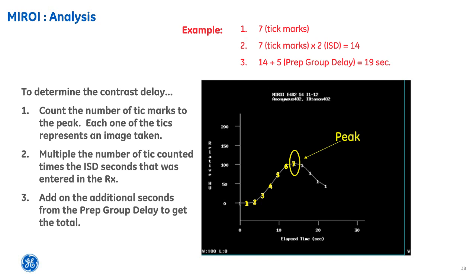And we know that we put a little bit of a delay on prior to the contrast arriving, because we don't want a whole heap of non-contrast images. So you would look at your peak, which in this instance is 14 seconds, and we had 5 seconds delay before any scans actually started being acquired.